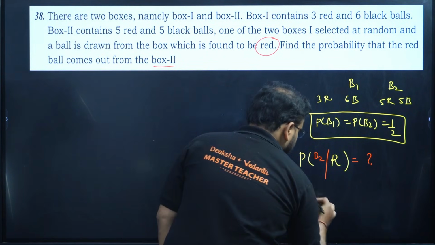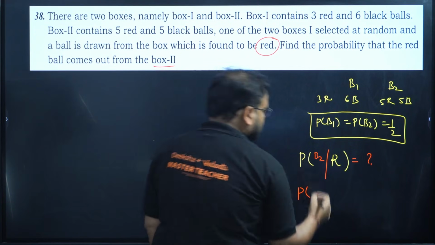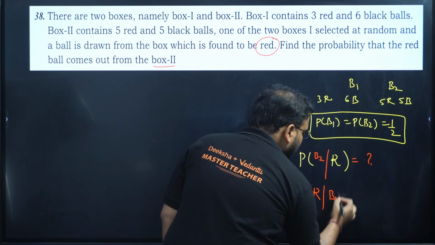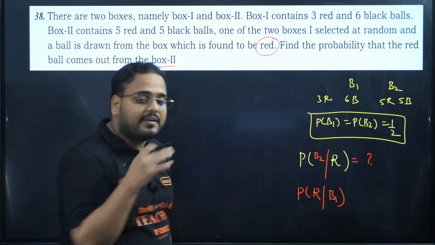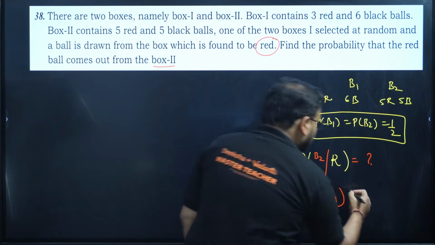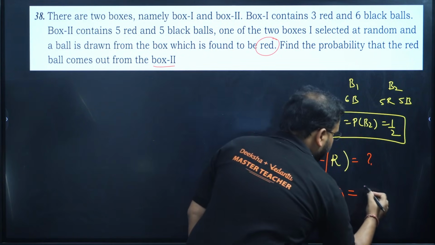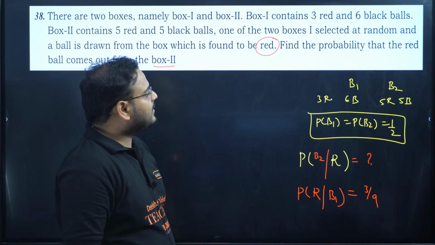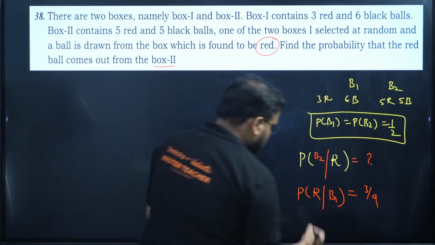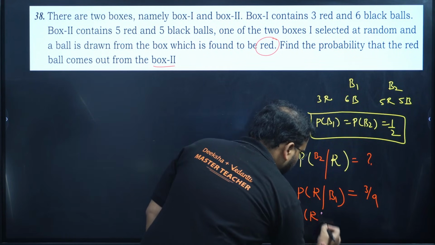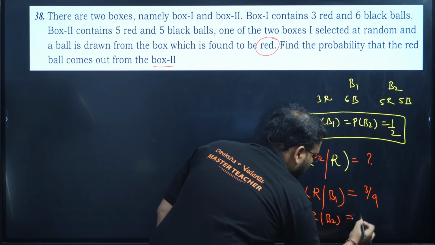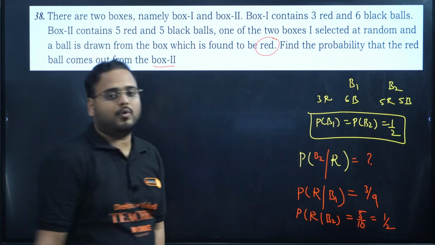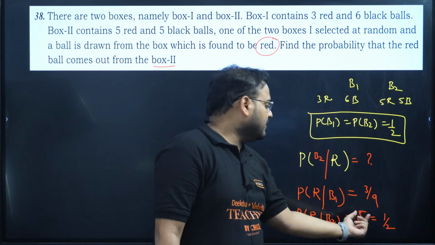So let's find the probability of picking a red ball from box 1. The chance of me picking a red ball from box 1, P(R|B1), is 3 by 9. Next, another red ball from box B2 will be 5 by 10. How much is that? 1 by 2. 5 reds out of a total of 10 means 1 by 2.